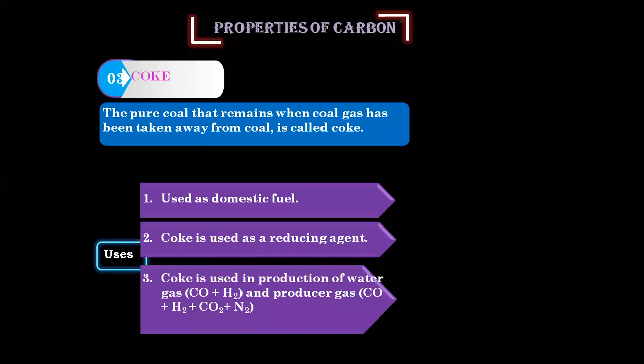Water gas is just the name given to the combination of CO plus H2. It is used in a lot of manufacturing processes. So they don't write CO plus H2. They usually refer to it as water gas and producer gas.